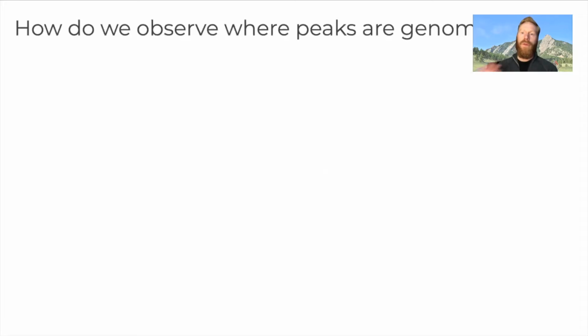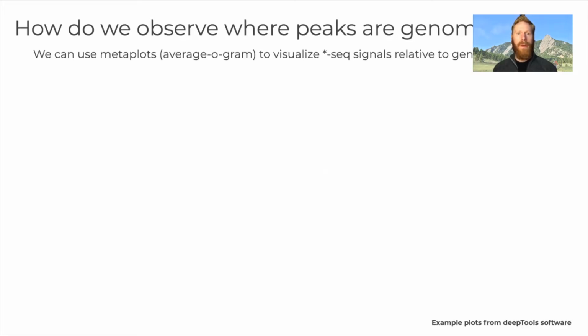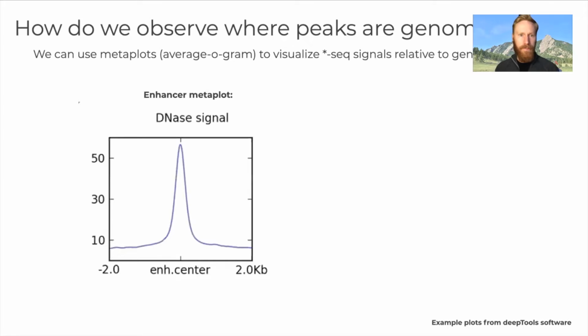So a metaplot is really a way of asking what is happening in your sequencing experiment genome-wide. And it doesn't have to be just with ChIP-seq. It can be made with ATAC-seq or DNA hypersensitivity data, all sorts of sequencing data. So in a way, a metaplot is an averageogram of whatever your sequencing signals are relative to some genomic annotation. So I'm going to show you an example now for enhancers.